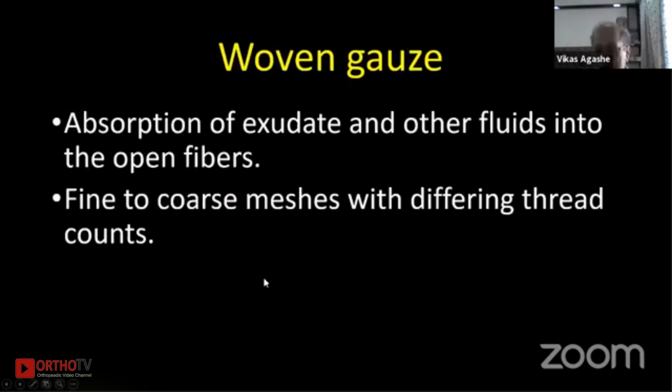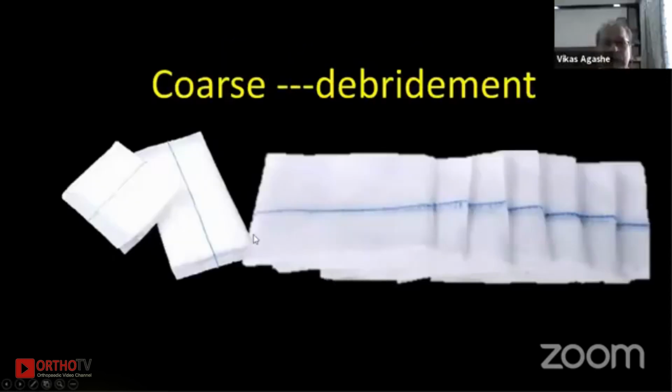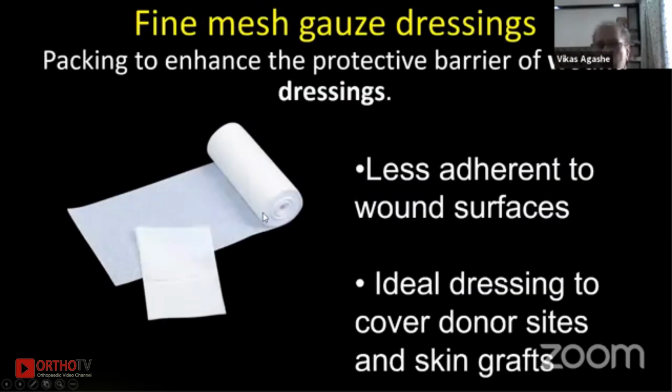A woven gauze obviously absorbs exudates and other fluids in the open fibers. And then there are different types of meshes. They can be either coarse mesh or fine mesh. This is the commonest gauze that we use, which is a coarse mesh, and it is used generally in debridement. While fine mesh gauze is essentially for packing or bandaging. Ideally, it is used to cover, say, a donor site or skin grafts.